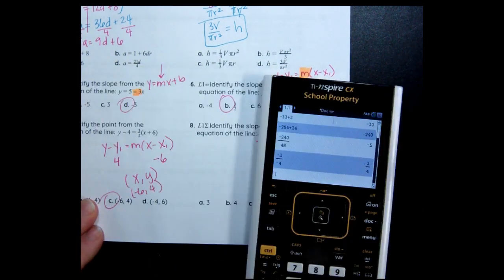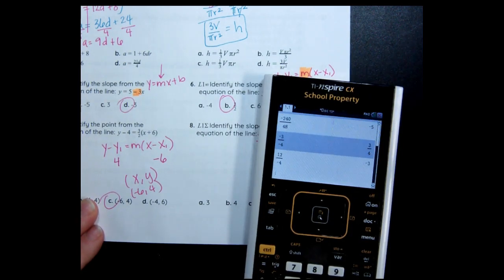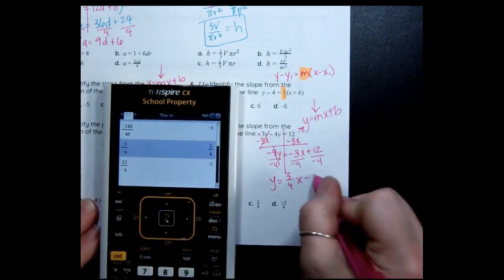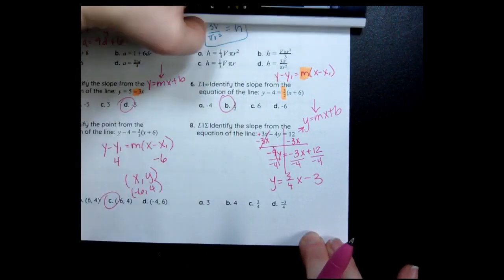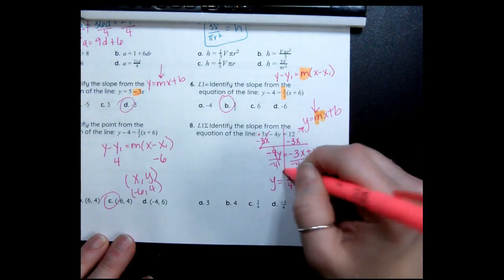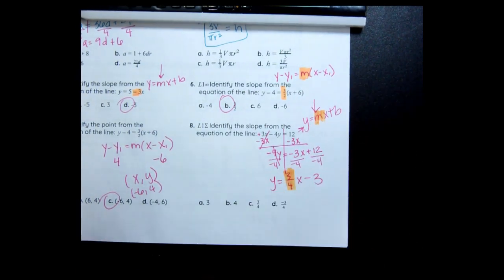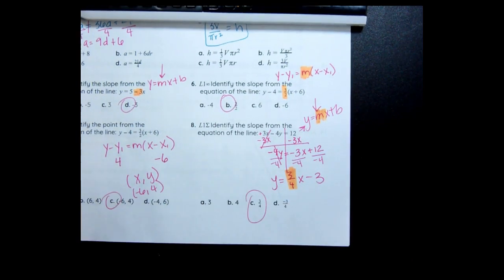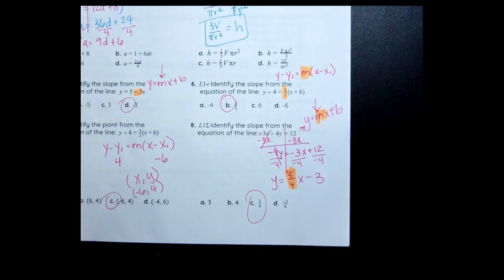And then 12 divided by -4. -3. So once we do that, all we have to do is figure out where the slope is. Well, here's the slope. It's what's in front of x. So 3/4. Okay, so this is a two-part question. You have to know to solve for y. Once you solve for y, it's just as easy as number 5. Okay, so you're good there.